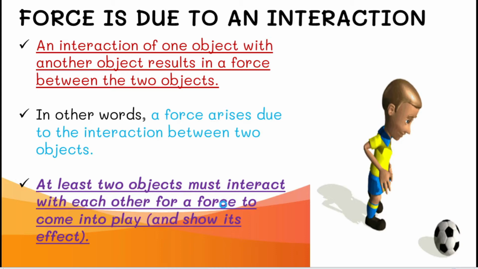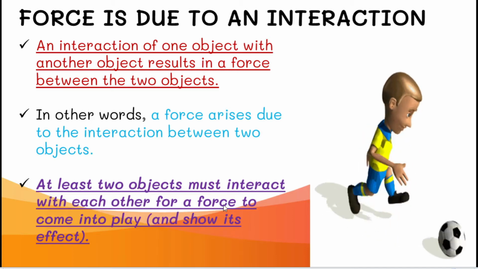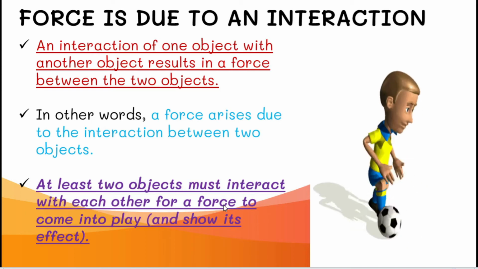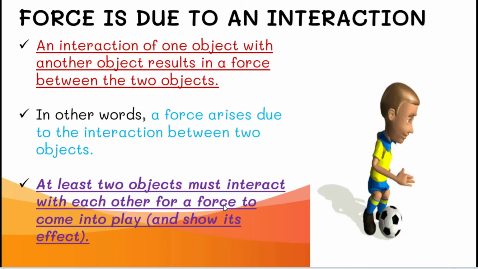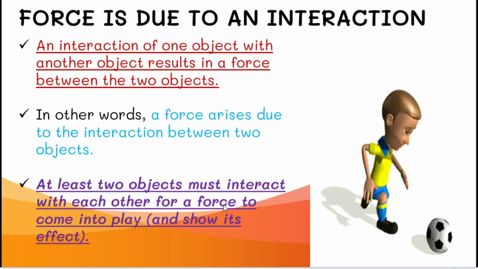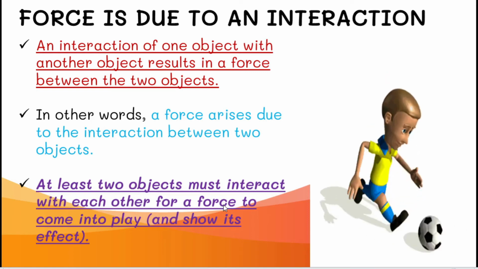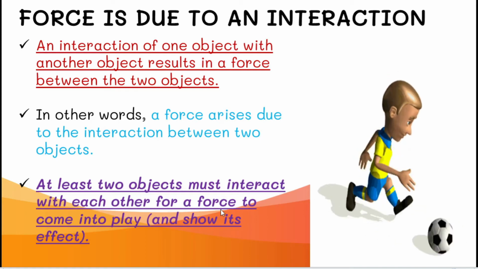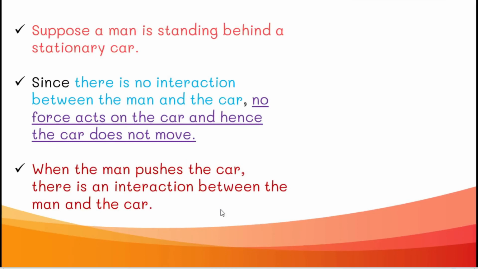From this we can clearly know that at least two objects must interact with each other for a force to come into play. So students, from this we can easily understand that if a force occurs, there must be two objects interacting with each other. Next, we are going to discuss one more example.